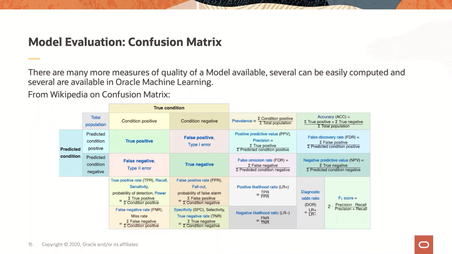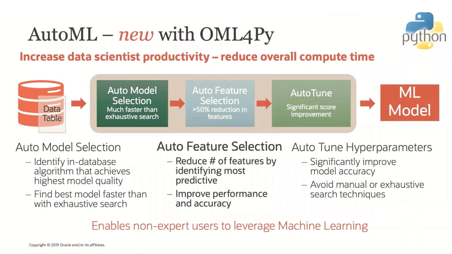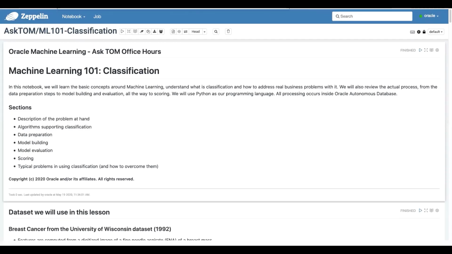Okay. Now, before I go into the demo, I also want to talk about AutoML, right? So I'm going to finish my demo with AutoML, and I'm going to come back to this process. But basically, part of the Oracle Machine Learning for Python, right? We're going to have this AutoML component that's going to have auto model selection, auto feature selection, and auto tune. You guys can go back to our session on Oracle Machine Learning from January this year, where we have all the details about it.